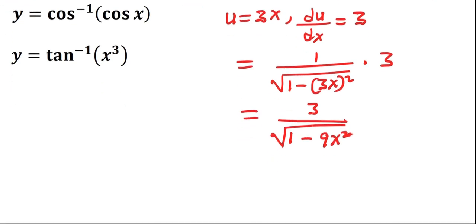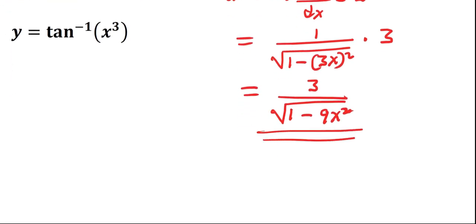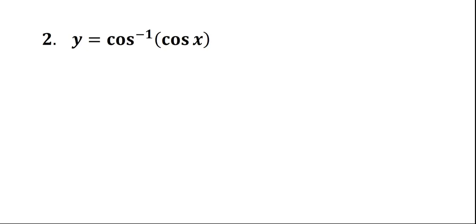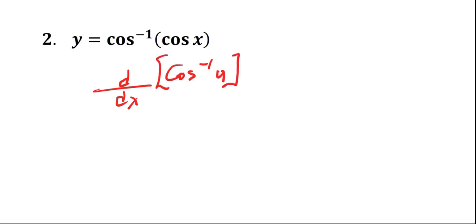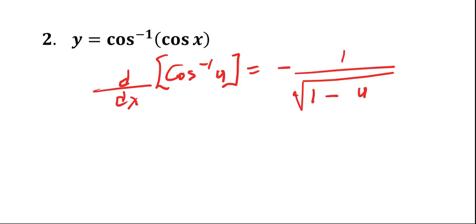So this is the answer to the first question, and I hope it makes some sense. Alright, question 2. So we are going to start with the formula, which is d/dx of cos inverse of u is equal to negative 1 over the square root of 1 minus u squared, times du/dx.